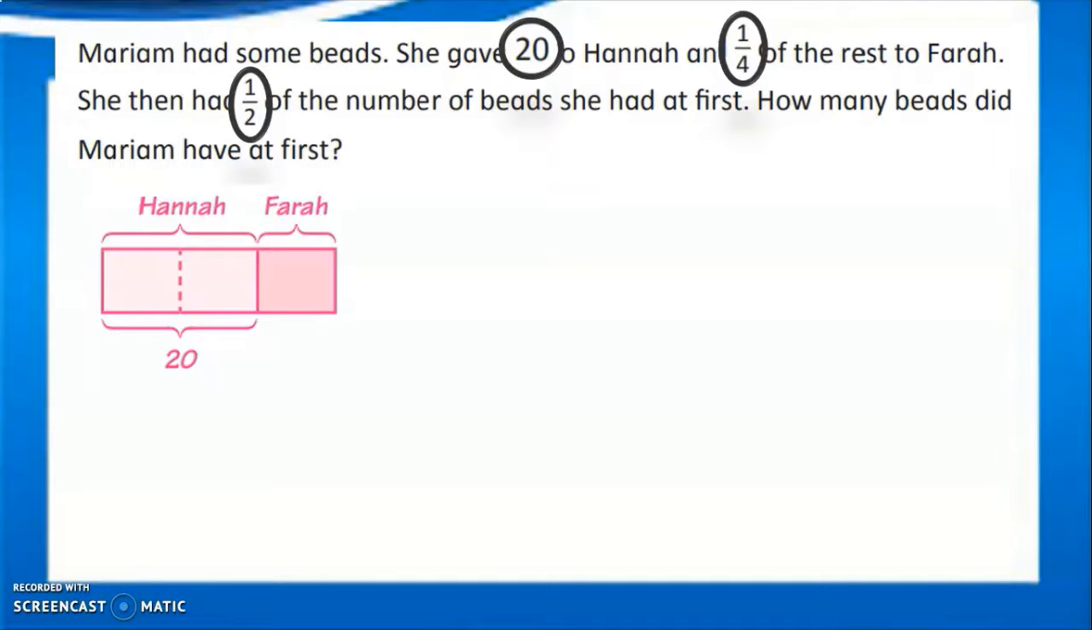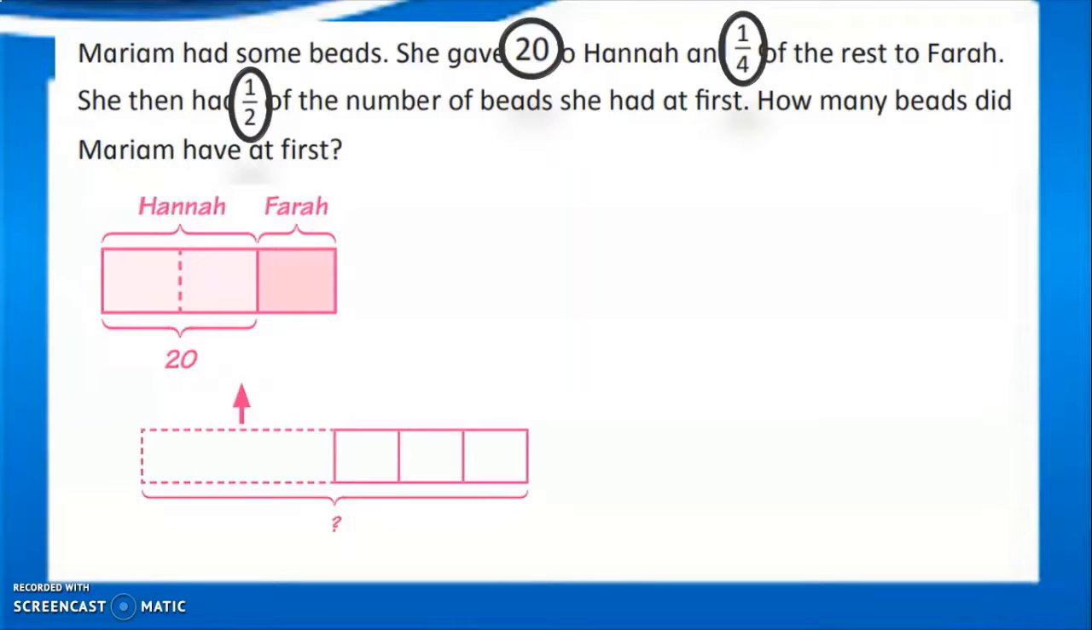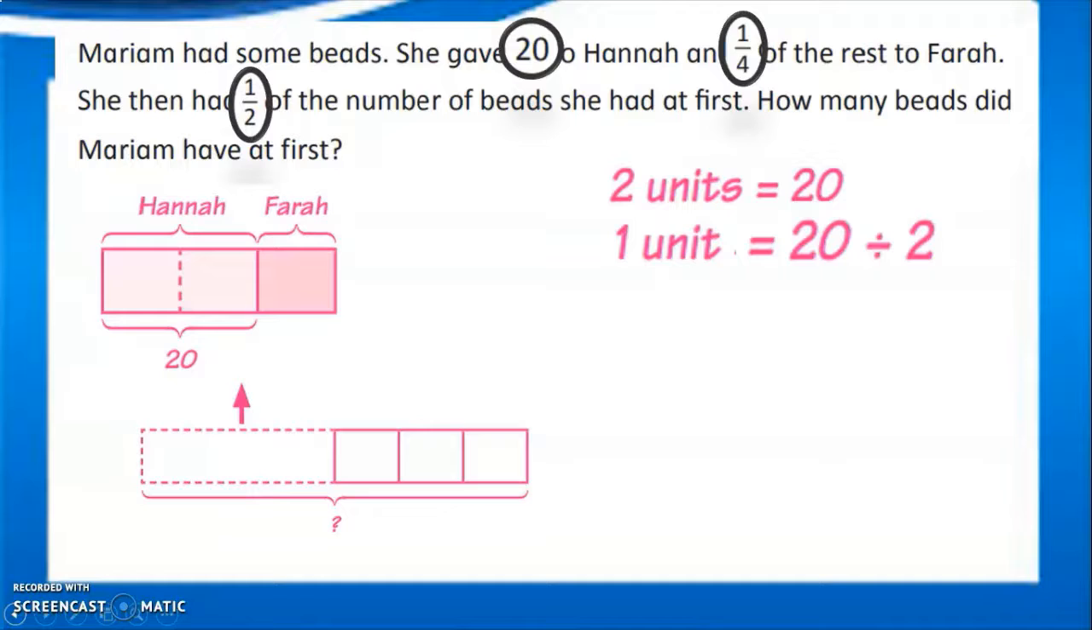So we're going to draw the model, 2 blocks for Hannah and 1 for Farah. We have 20 given to Hannah. So it means this is 1/2 of the number of beads that she had. So if we have 3 blocks for half, the other half we have also 3 blocks. So the 2 units here is equal to 20. How to find 1 unit? Very good. We're going to divide by 2. So 20 divided by 2 is equal to 10.